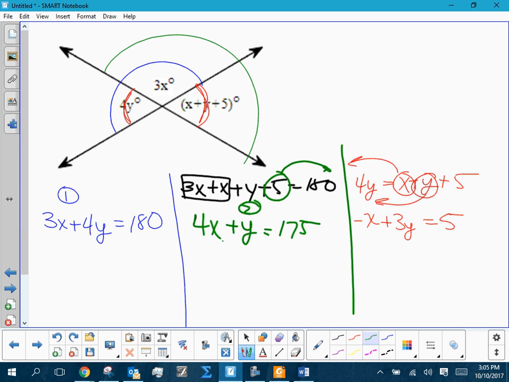Now the reason I rewrote those, the red one and the green one, is because of how the blue one was written. Okay? And really because of the next couple steps that we have to do.